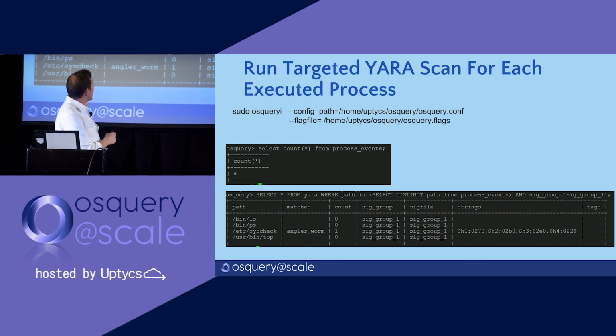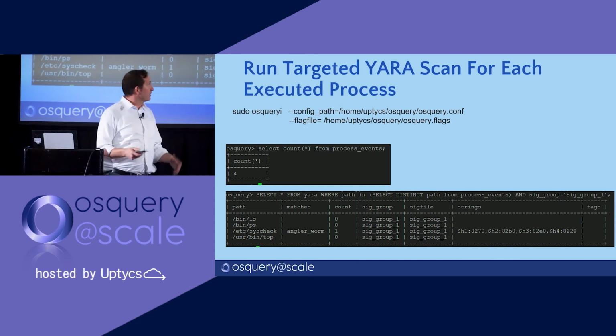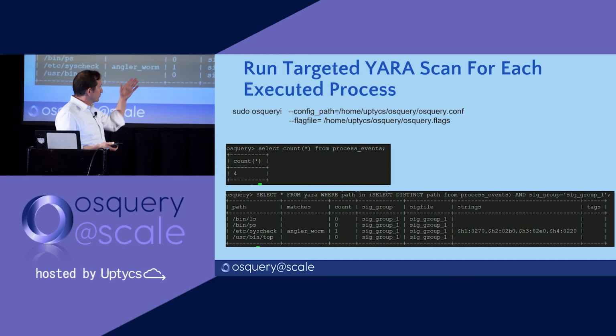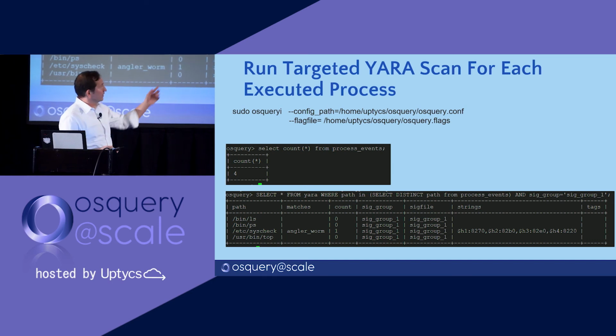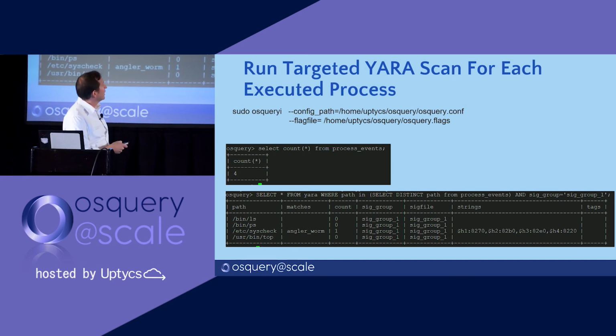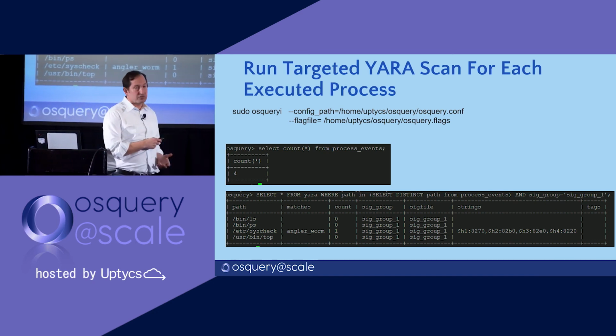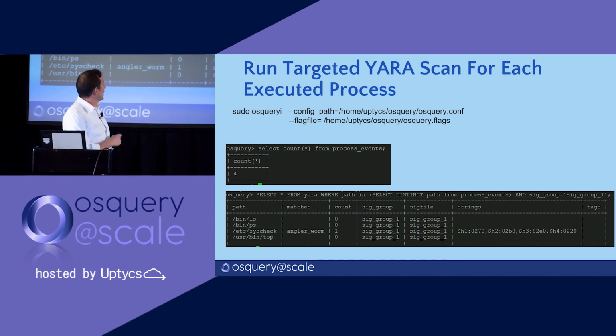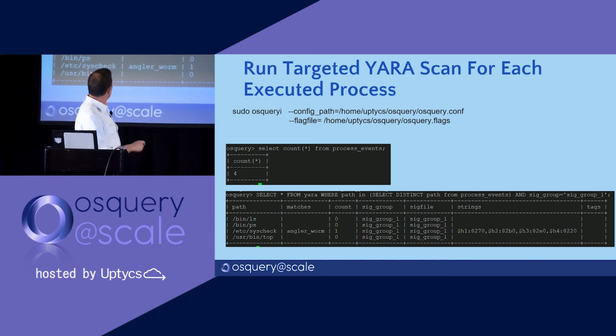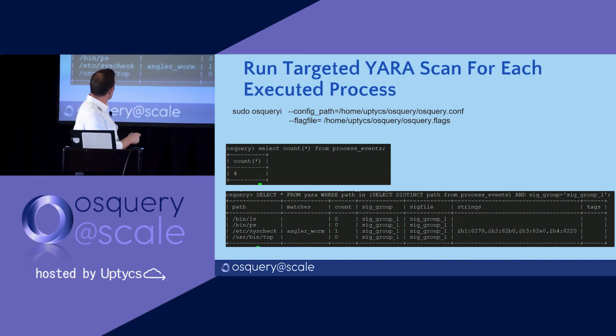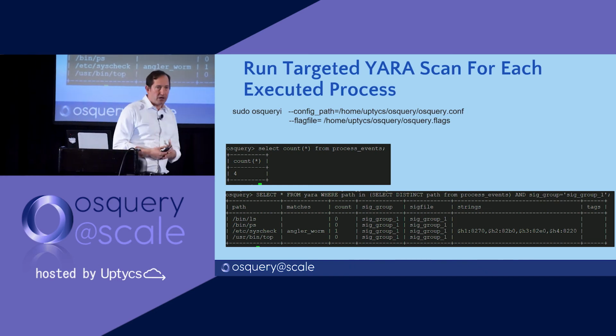Now we're going to run a query, and we're going to select from yara, which is an ad hoc YARA scan of a path, and you specify a path and a SIG group or a SIG file. In our case, for our path, we're just doing a subselect to say my path is going to be the distinct paths in the process events. And there you have it. Here are all the different processes that are running, those 4, and here are the matches to any YARA rules. We can see that this etc syscheck matched with this anglerworm rule, and so we have our YARA result.